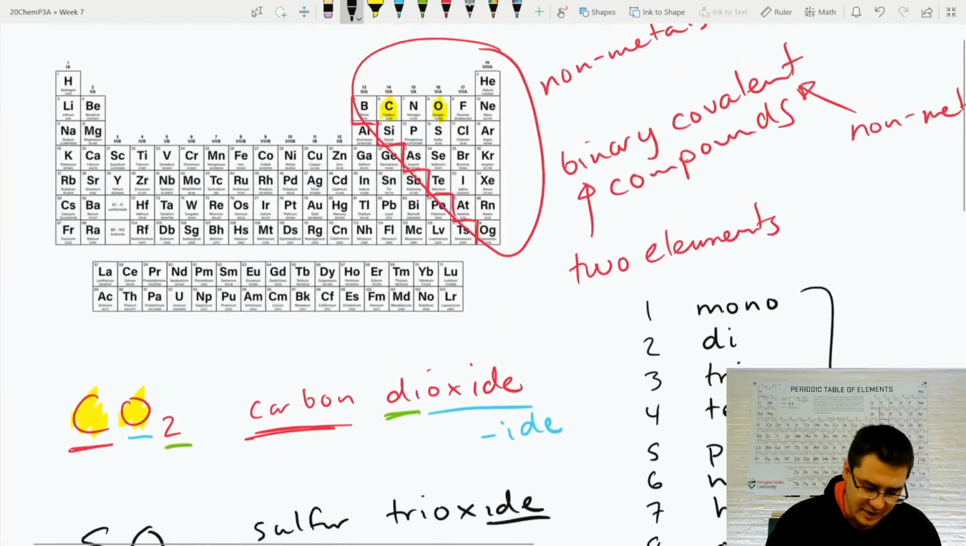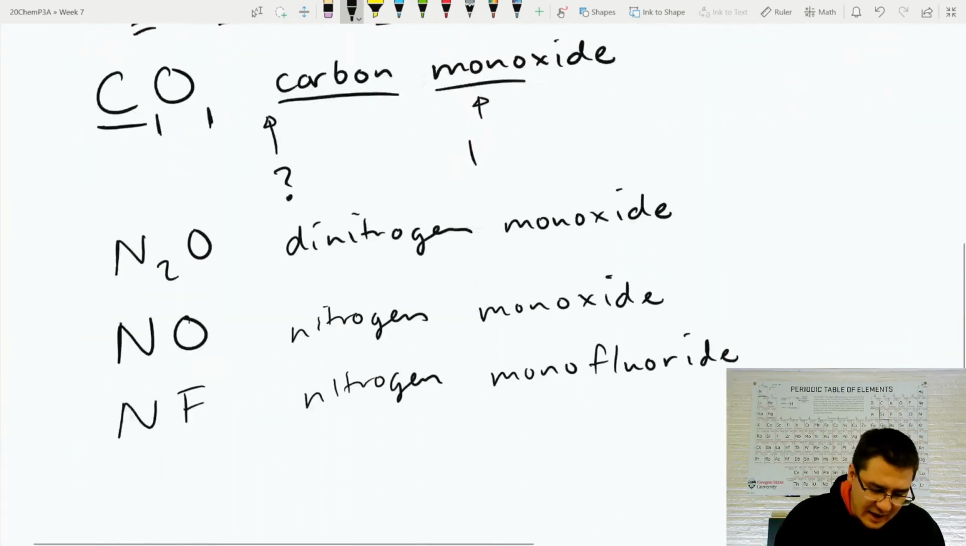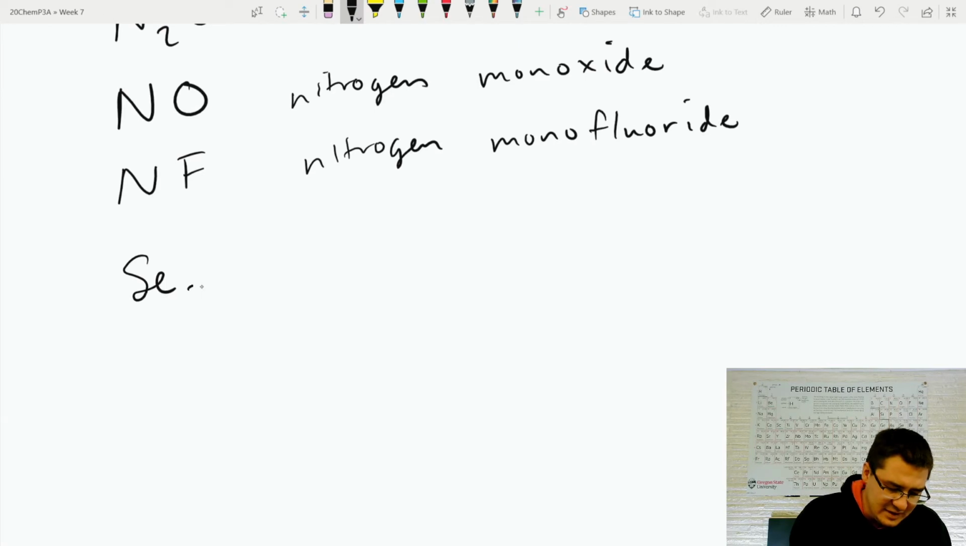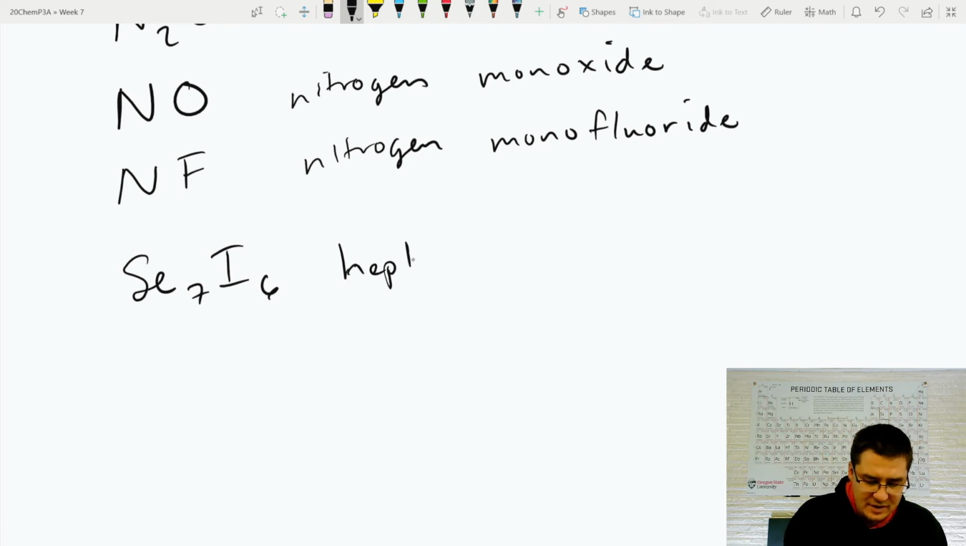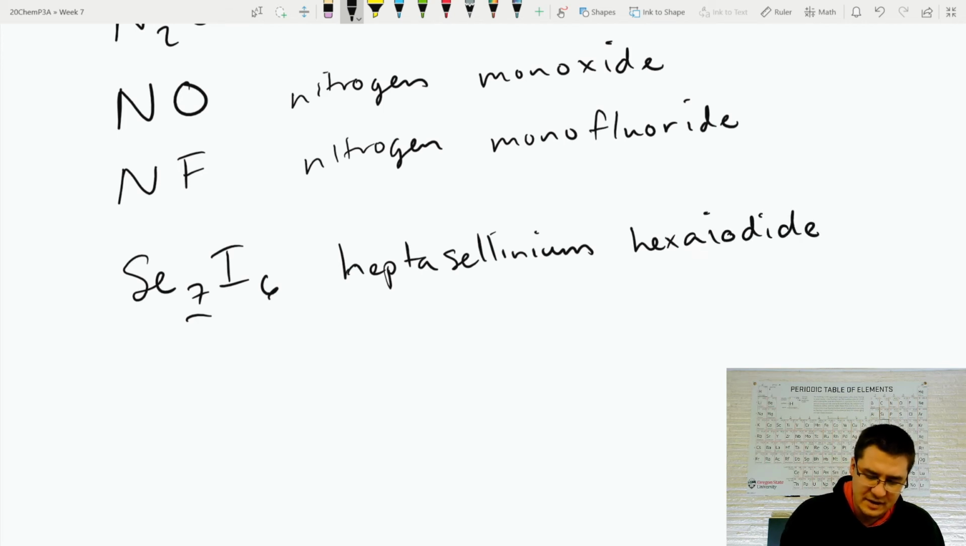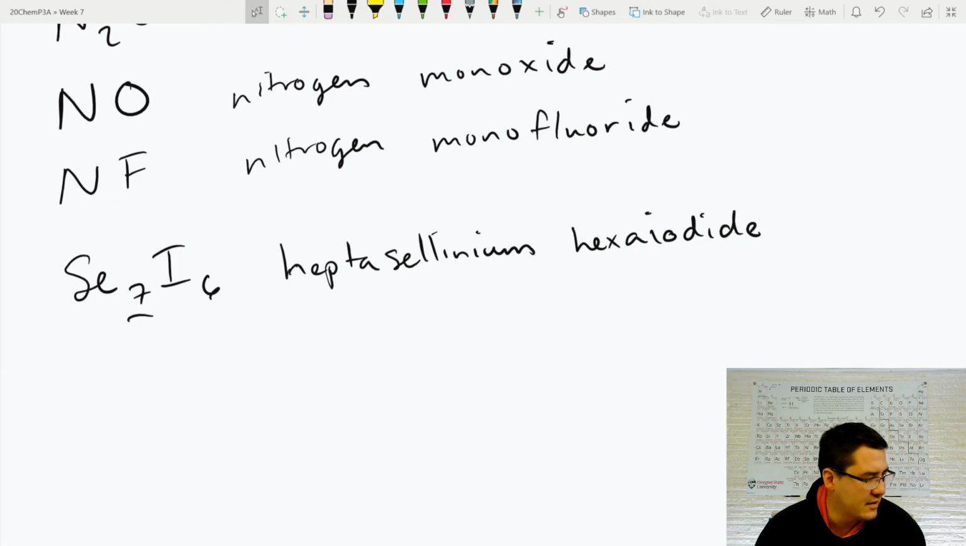Okay, let's go with Se7I6. So let's see, this would be hepta is the prefix for 7. Heptaselenium. And then hexa iodide. Hexaiodide, right? So heptaselenium hexaiodide.